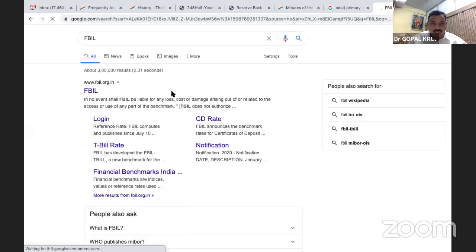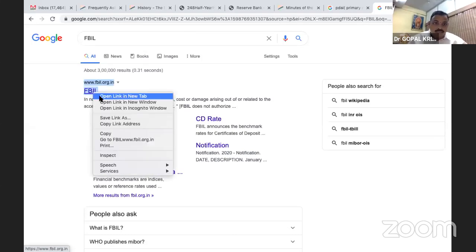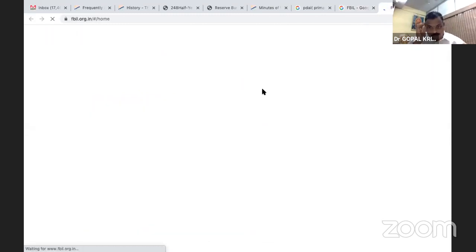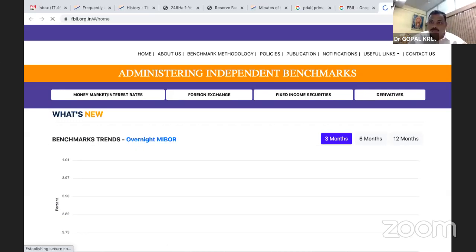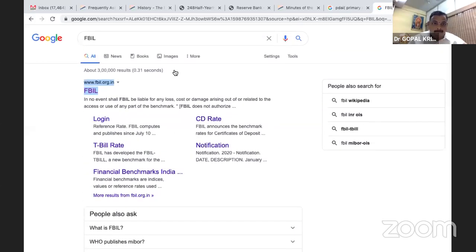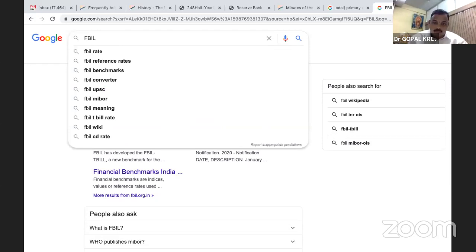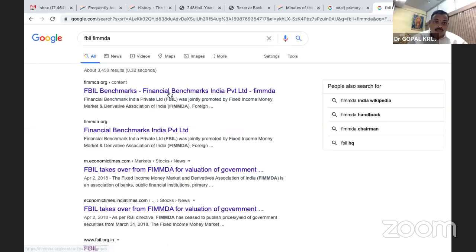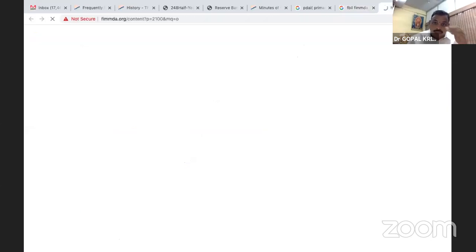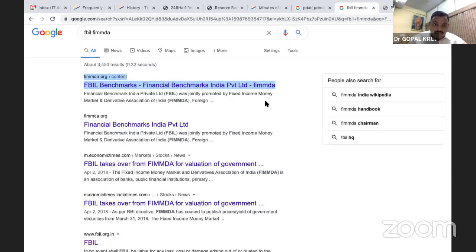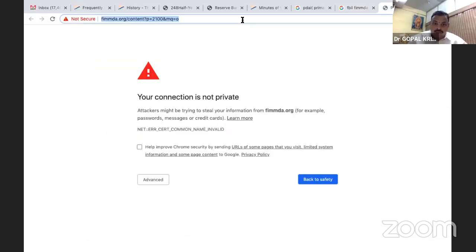Please look at this. What is FBIL? Who is FBIL? This is the name of the company, FBIL. FBIL is actually promoted by FIMDA only. It is Financial Benchmarks India Private Limited. Okay, Financial Benchmarks India Private Limited. So they only have promoted this.